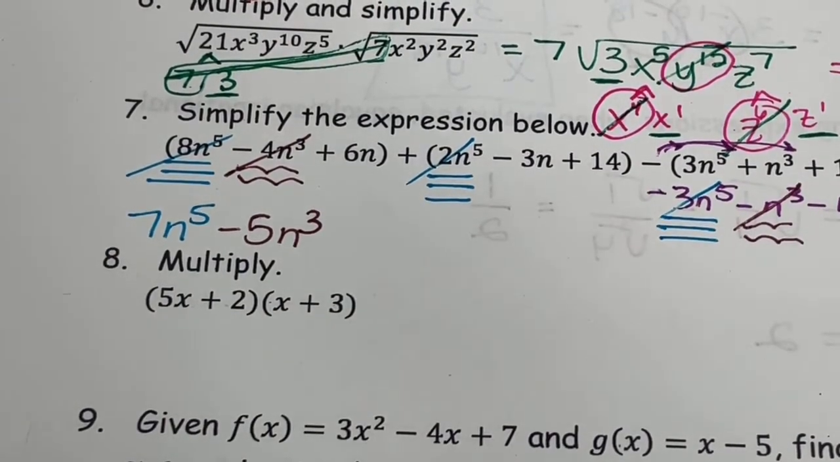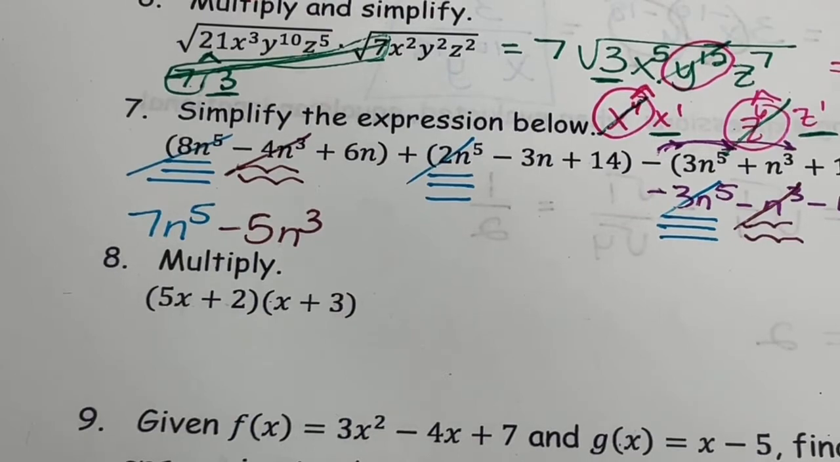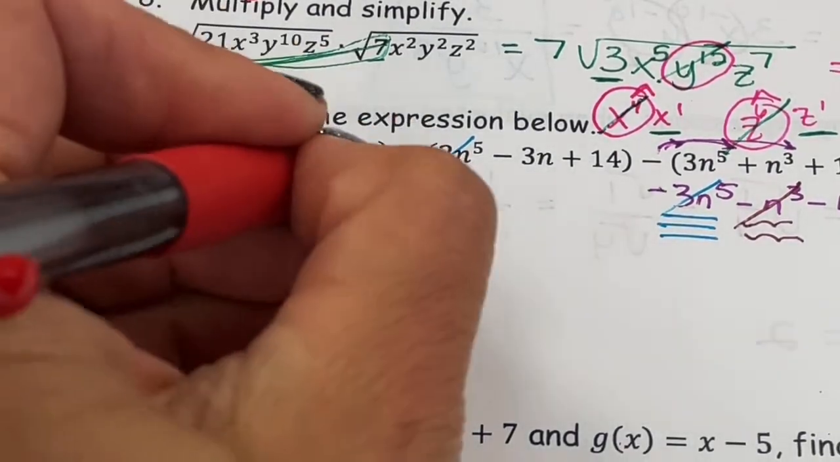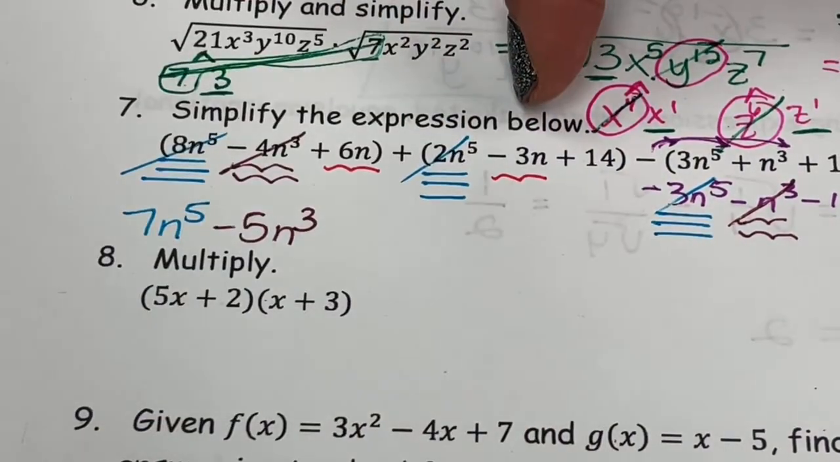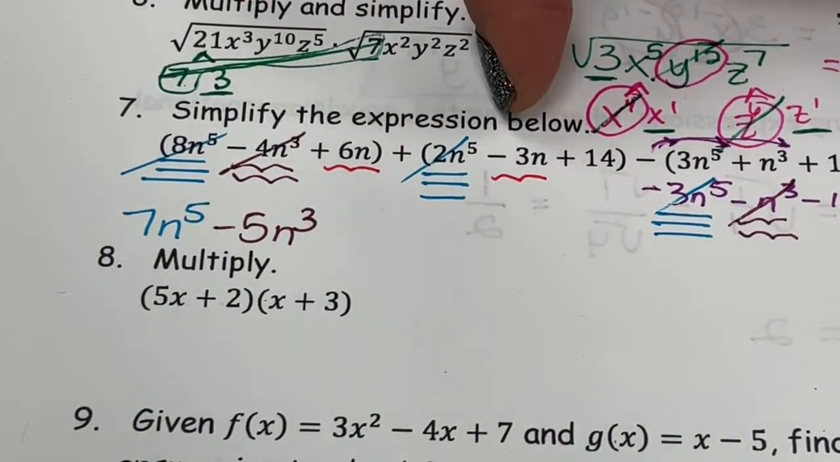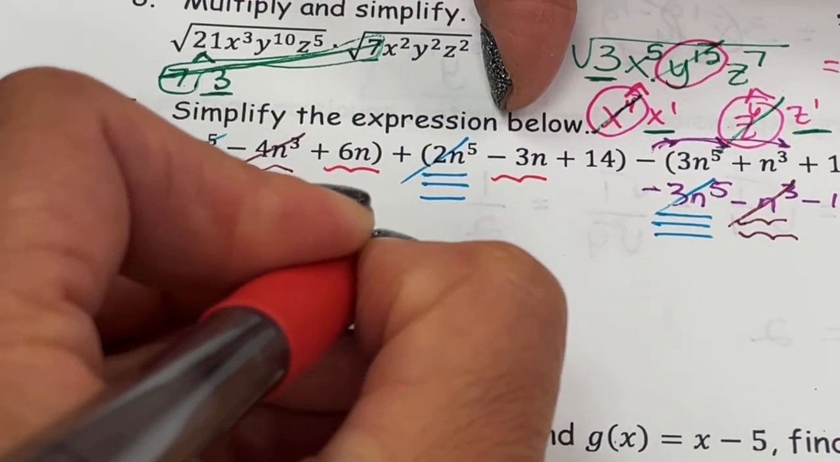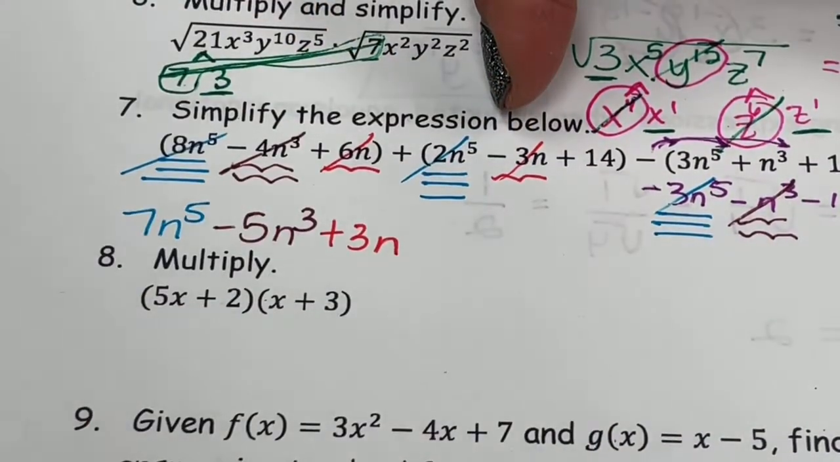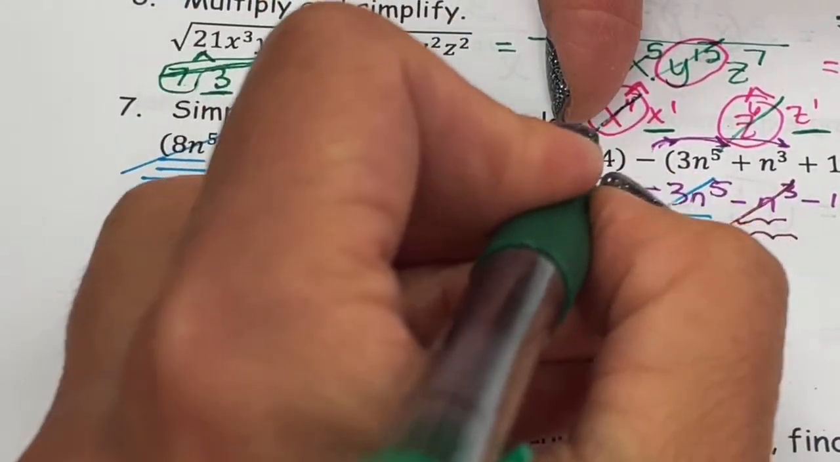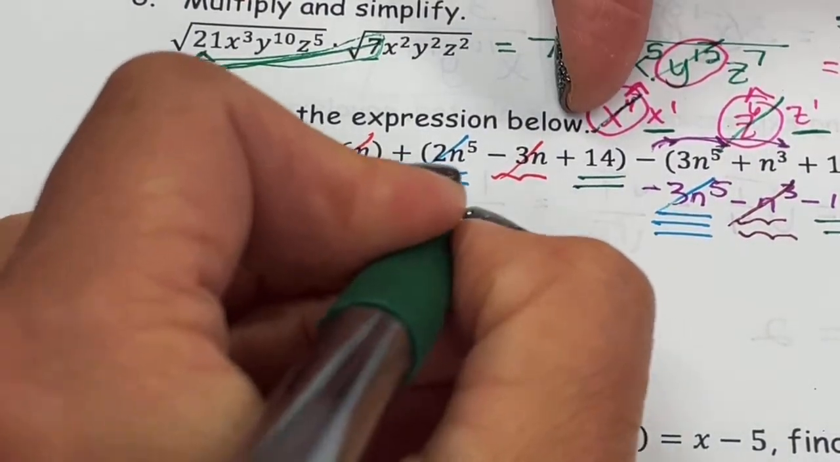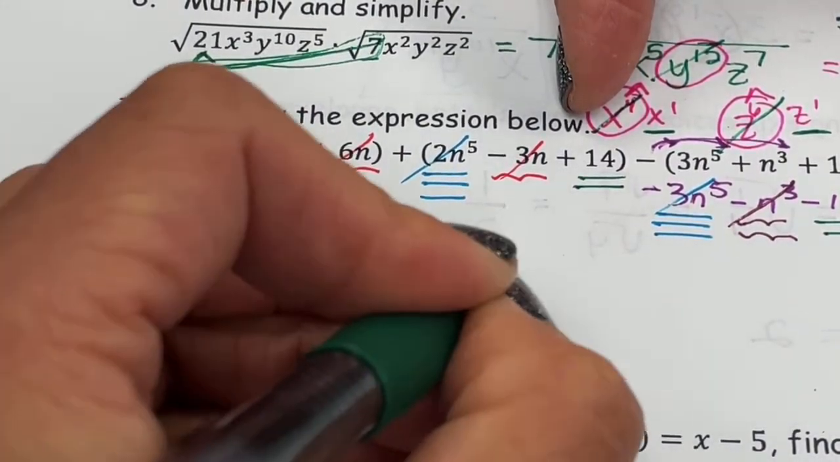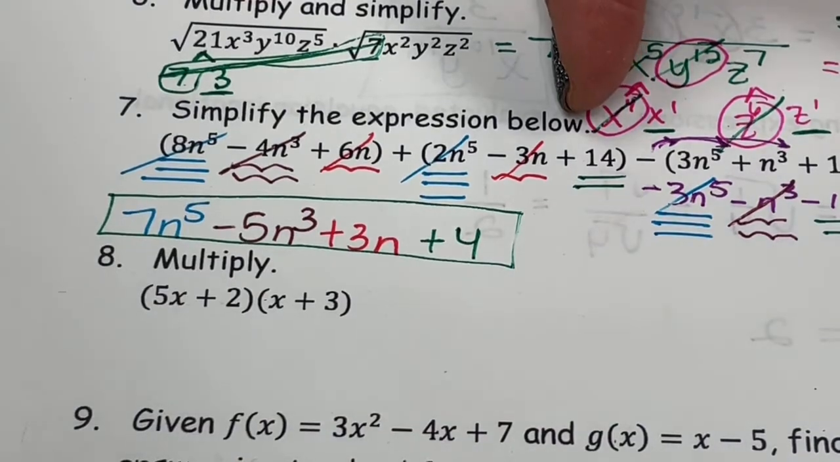Okay. So then the next highest degree would just be the n's. We've got a 6n and a negative 3n, and then that's it. 6n minus 3n is a positive 3n. And then I'm done with those. Okay, and then the last thing would be I have a 14 and I have a negative 10. 14 minus 10 is a 4. So I know it's very colorful, but that's my answer: 7n to the 5th minus 5n cubed plus 3n plus 4.